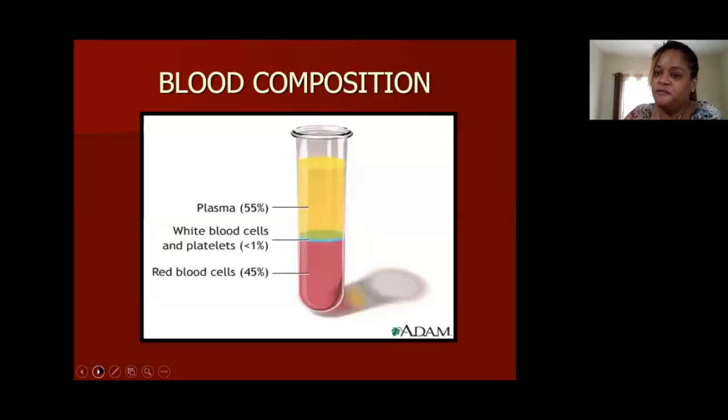So again, 55% of your whole blood is plasma, and the remaining 45%, with less than 1% being made up of white blood cells and platelets, is your red blood cells. Blood looks red simply because the ratio of red blood cells to plasma or white blood cells is much greater. So the red blood cells give blood the appearance of being red.